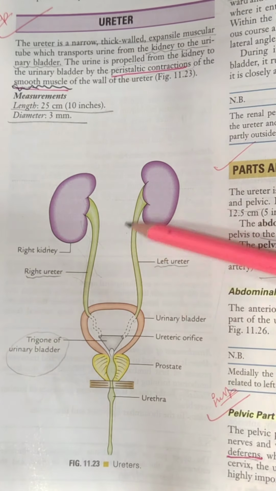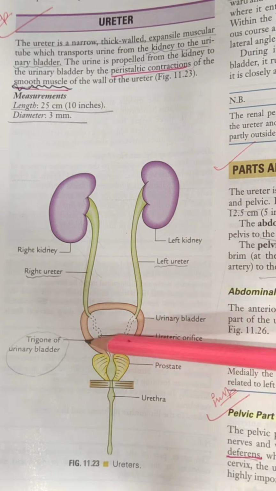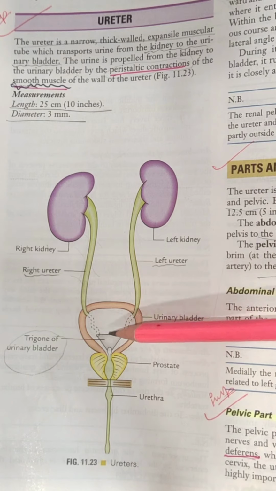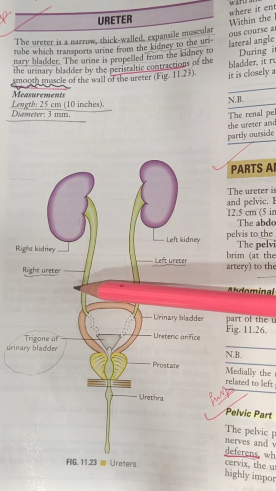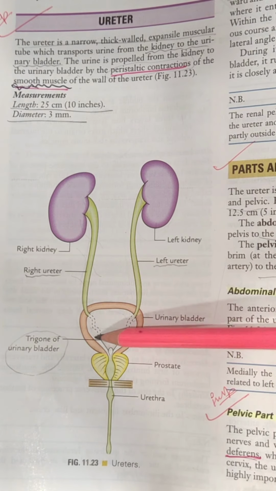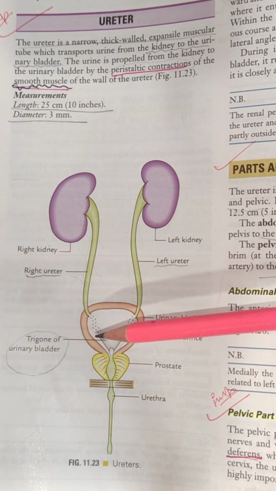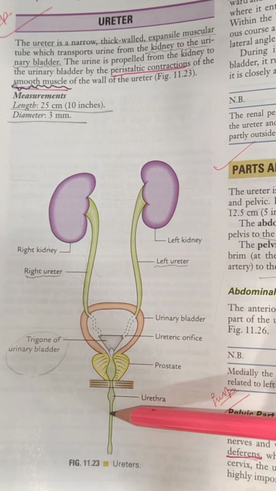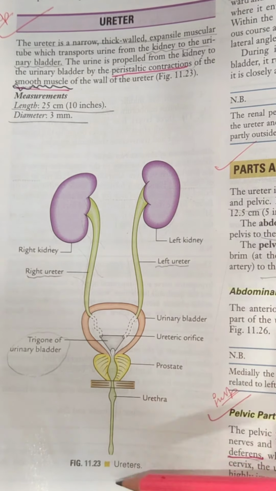These two ureters converge at the base of the urinary bladder. This is the urinary bladder. There is the ureteric orifice where the ureter opens into the trigone of the urinary bladder. This is the trigone of the urinary bladder. There is the prostate in males. Then finally it converges into the urethra.